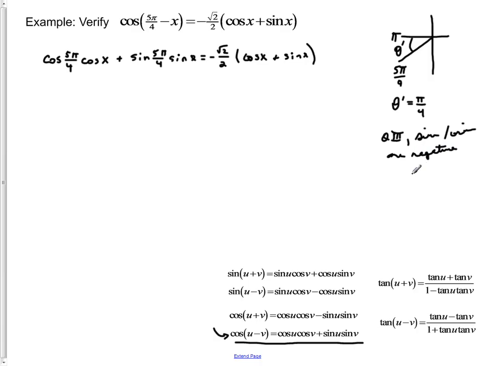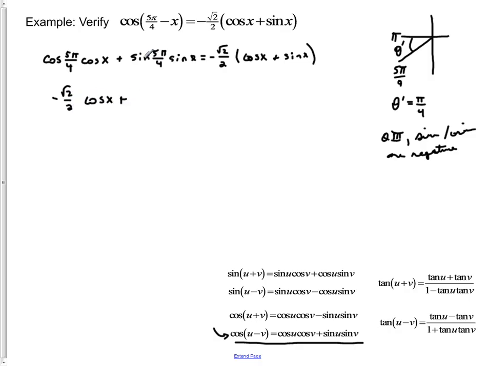That says sine and cosine are negative. It doesn't quite look like it, but trust me, it is. That's what it says. Sine and cosine are negative. Therefore, what do we got? Cosine of 5 pi over 4 is the same as the negative of the cosine of pi over 4. That's negative root 2 over 2 times the cosine of x.